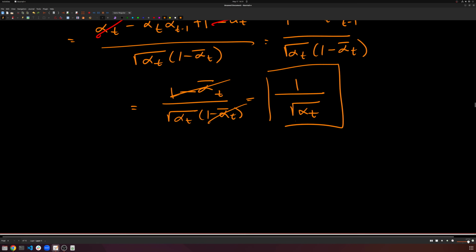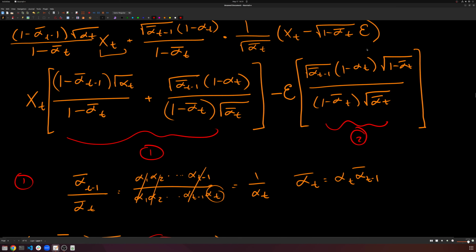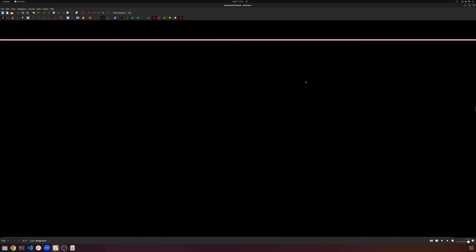All right, now let's do equation 2, right? So equation 2. That's going to be the second part of the equation, multiplying epsilon. It's all of this stuff right here. So let's go ahead and rewrite that and simplify that down. Let's do it down here so there's some space. So this is going to be equation 2.